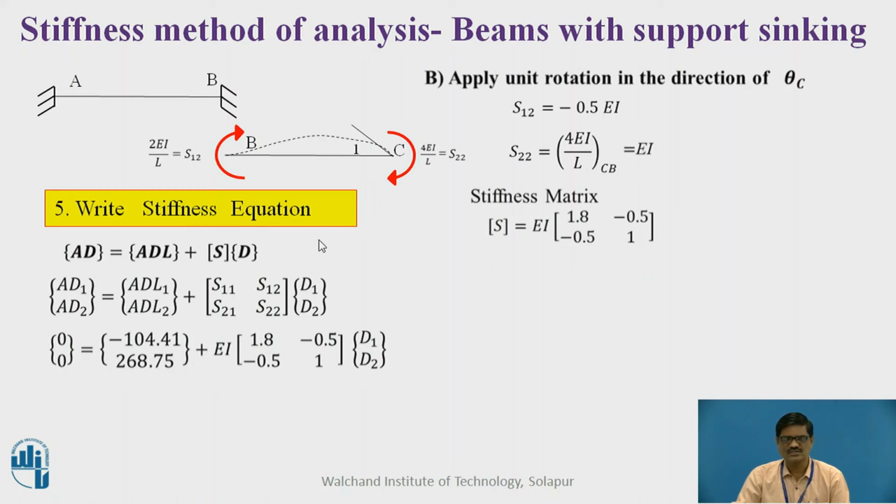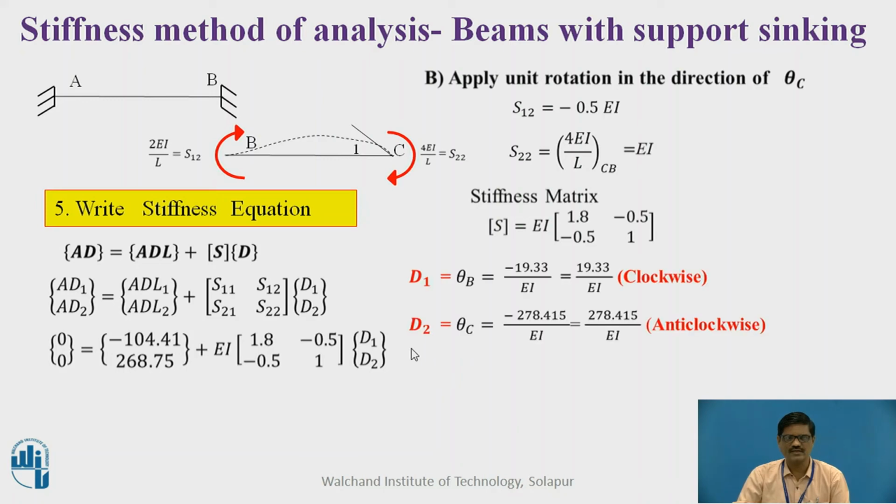Then we shall go to the stiffness equation, AD equal to ADL plus S into D. So, substitute all the values here. We determine the ADL matrix, that is substituted here, stiffness matrix is substituted here, deformation matrix is substituted here. So, after solving this, we get the unknown D1 and D2.